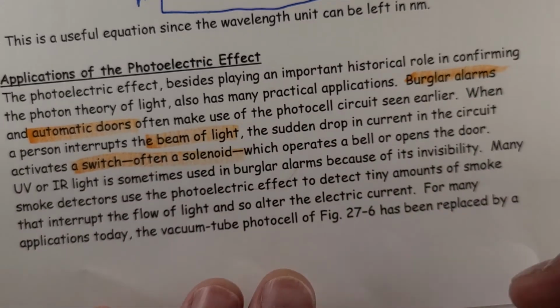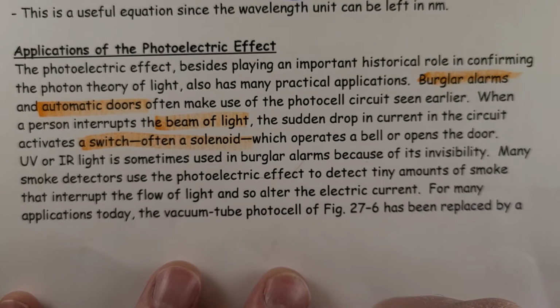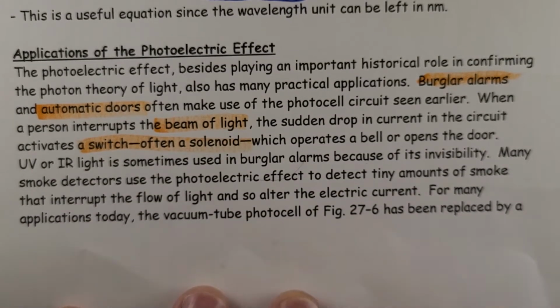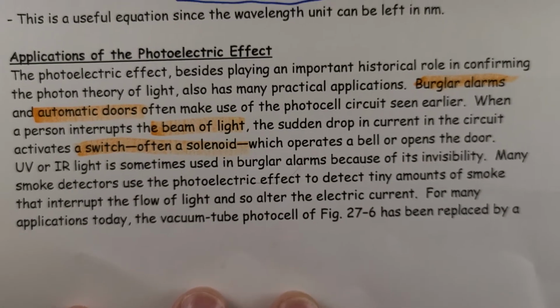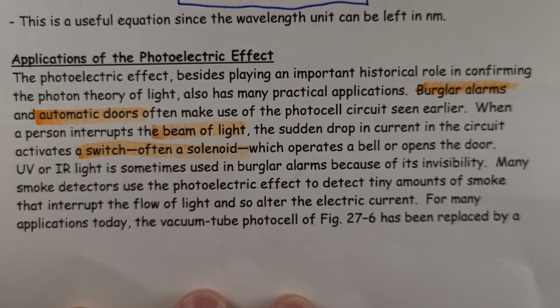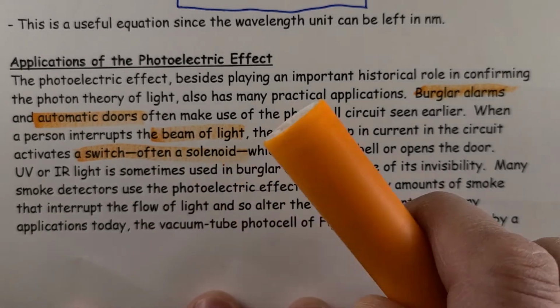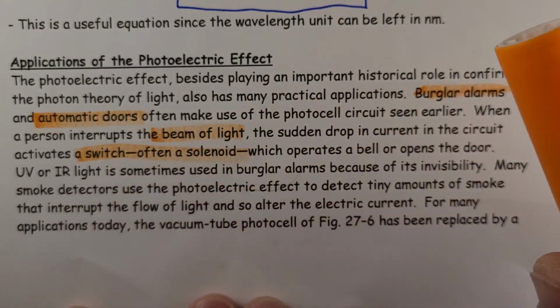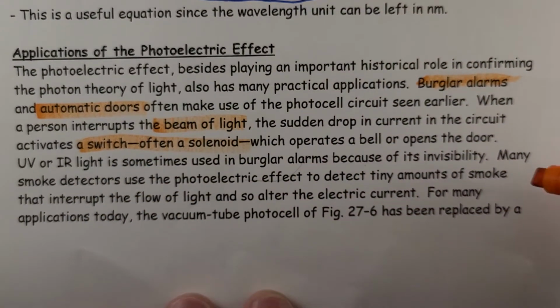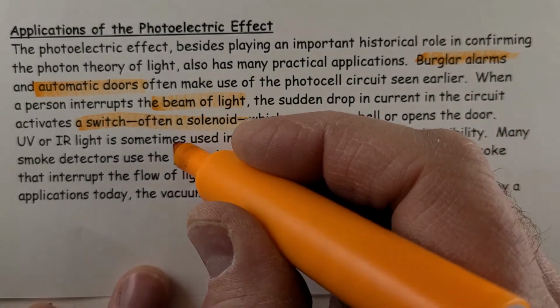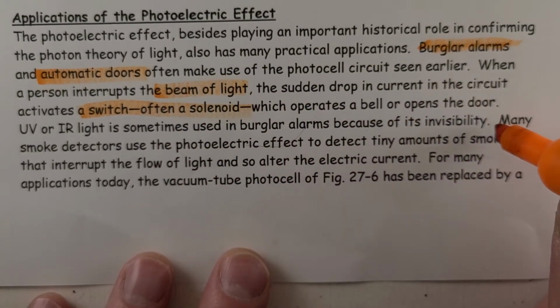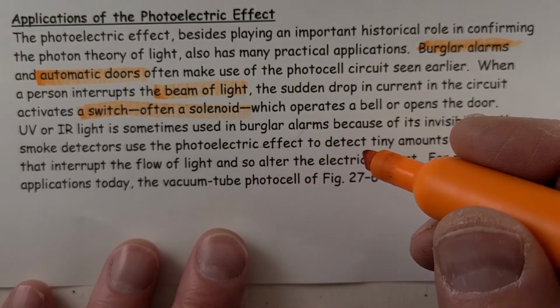Or of course, garage door openers use this idea too. If you cut off the beam, then we don't have a current, and it prevents your door from closing on whatever that object is in the way. UV or IR light is sometimes used in burglar alarms because of its invisibility. Many smoke detectors also use this to detect tiny amounts of smoke that interrupts the flow of light.